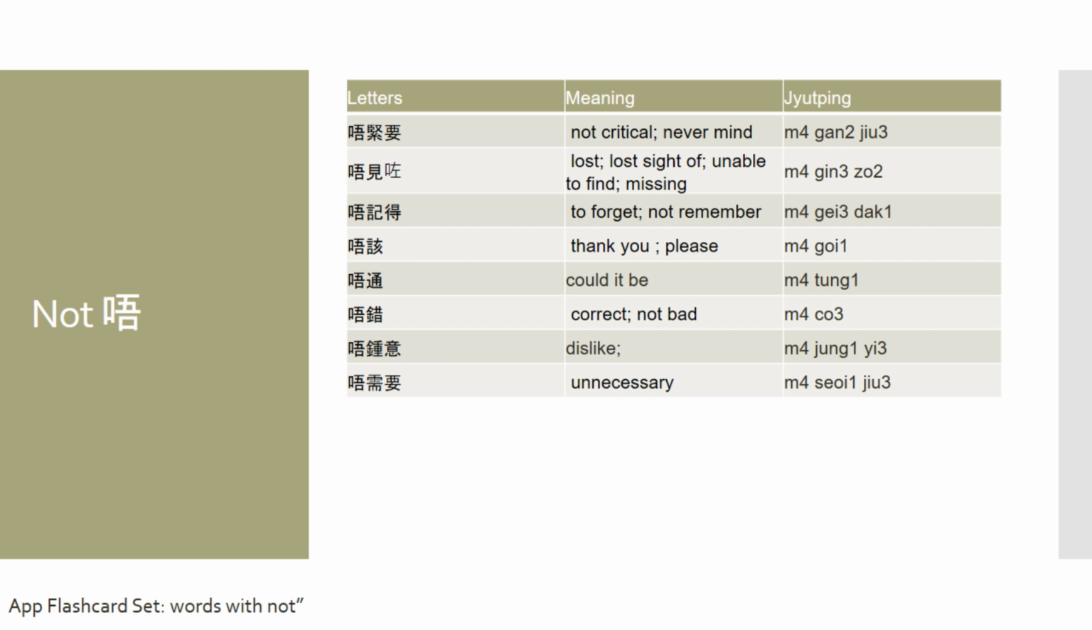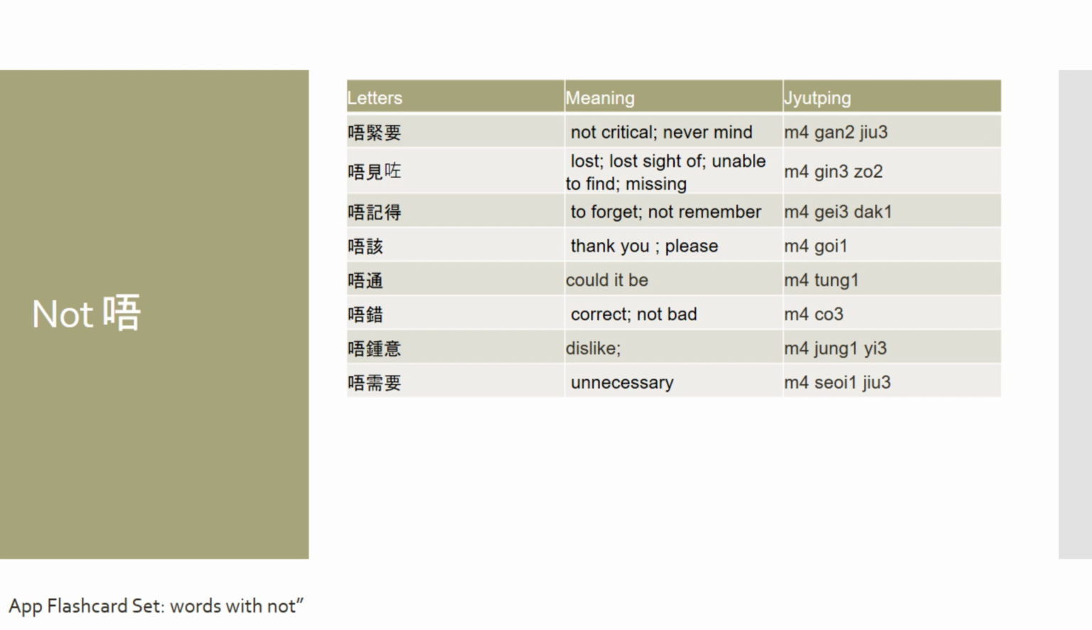So additionally, there are more words that are associated with not as well. For example, not critical or never mind in Cantonese is 唔緊要. Lost or unable to find or missing is 唔見咗. To forget or not remember is 唔記得. Thank you in Cantonese is 唔該. Could it be in Cantonese would be 唔通.